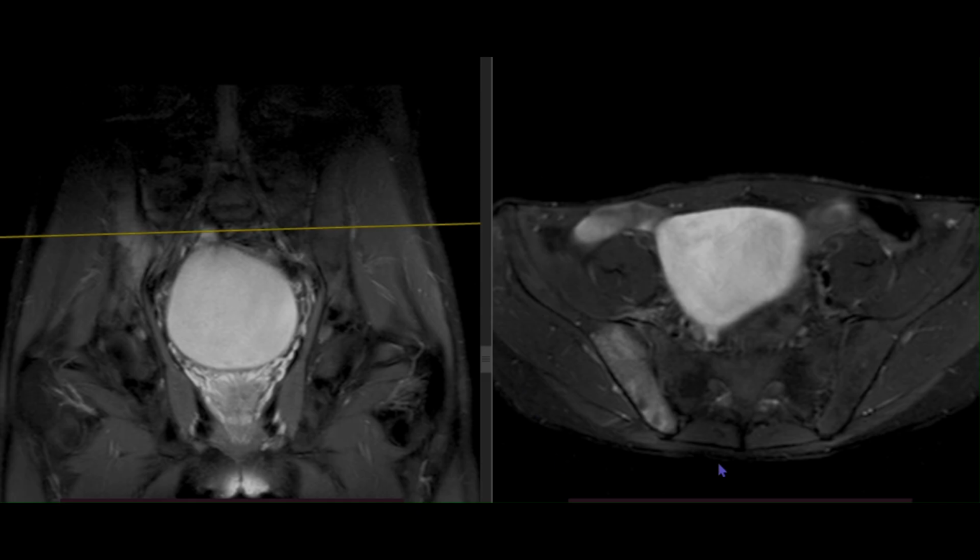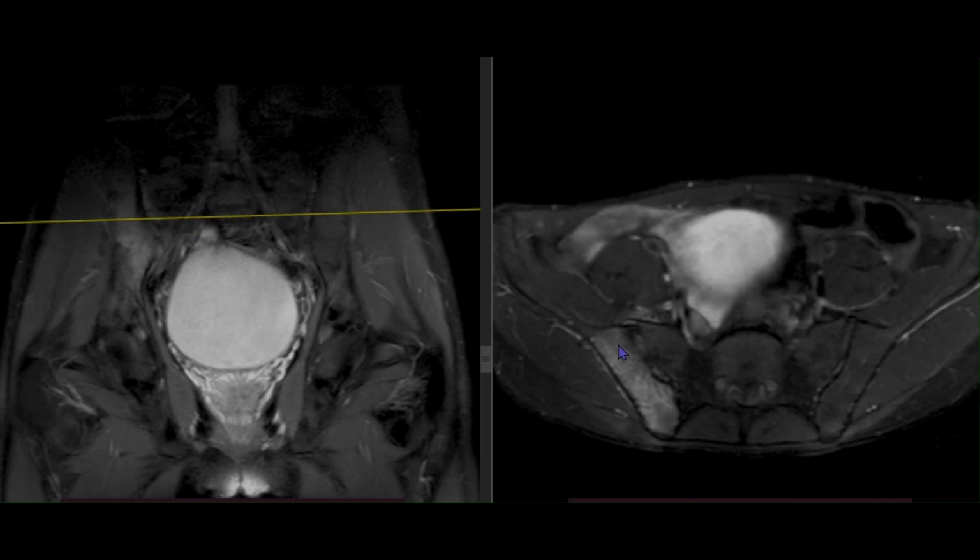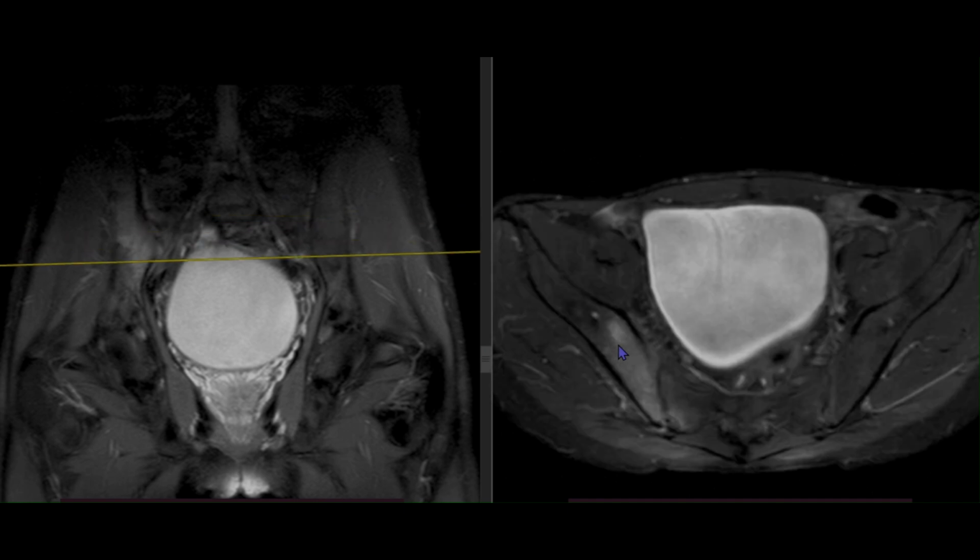However, the periarticular edema is not that much. So we can think that maybe it is some kind of slow-growing organism. That's why the edema is less. So this is a typical case of infective sacroiliitis.